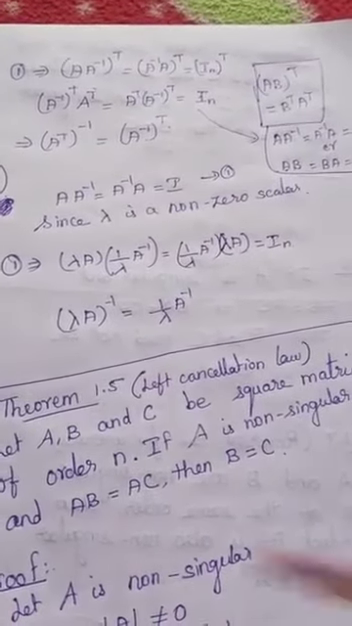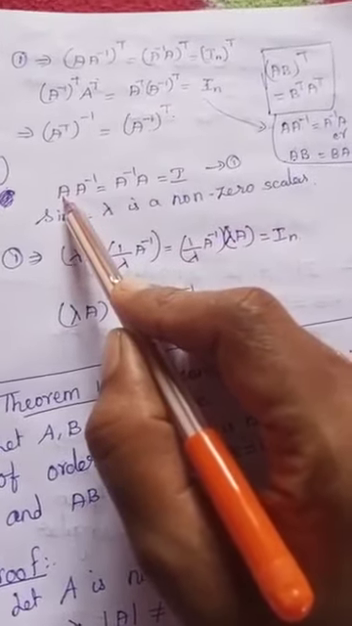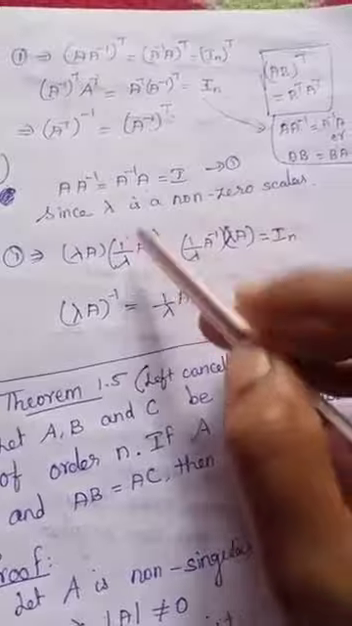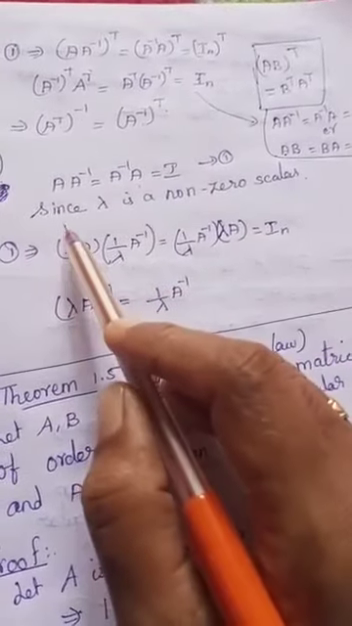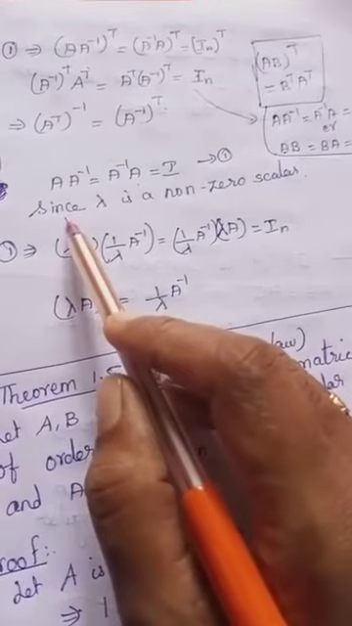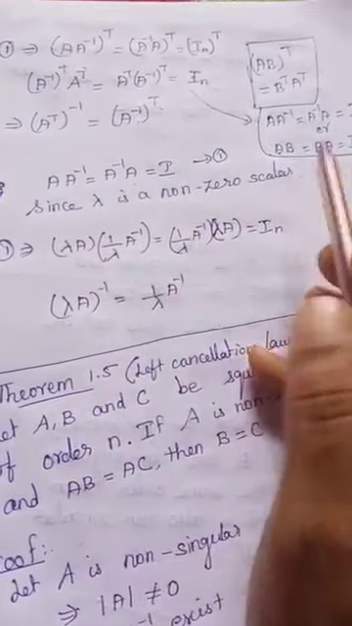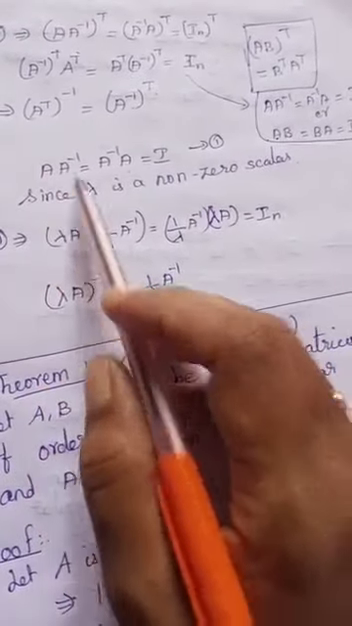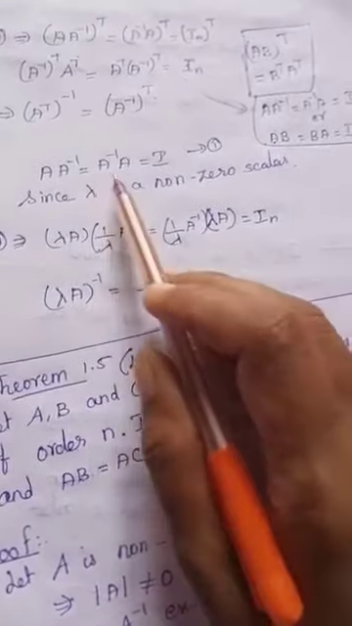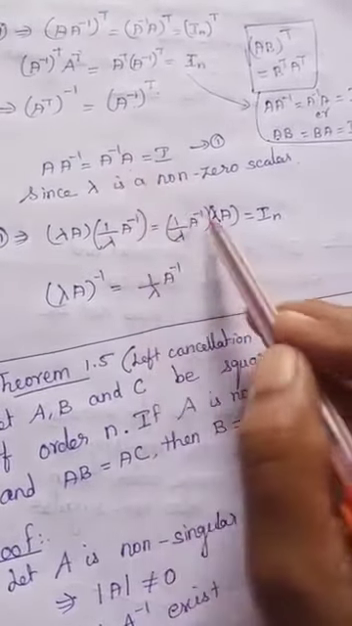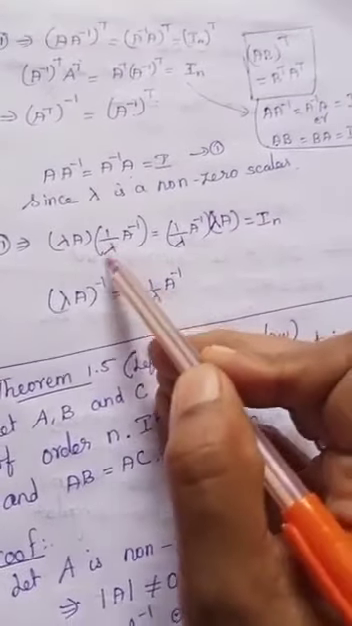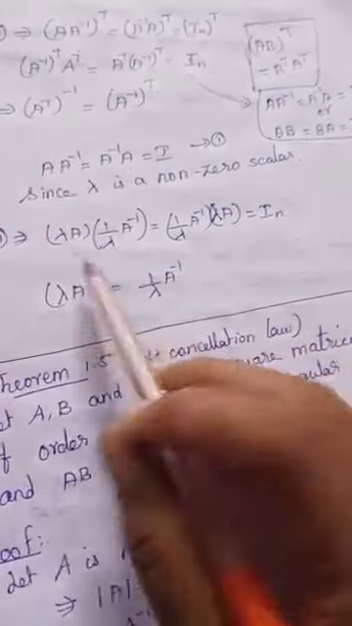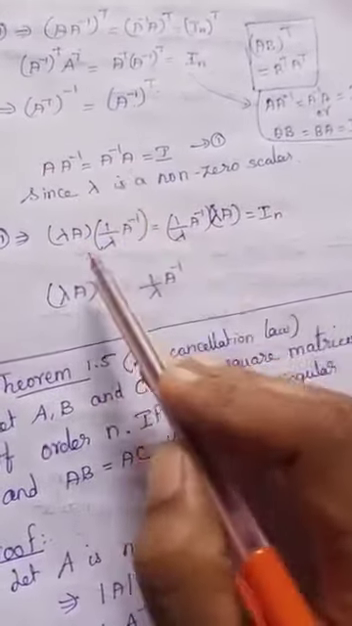For the third one, again I take equation 1: A into A inverse is equal to A inverse into A is equal to I. The same equation I have written again, and there we have lambda. Since lambda is a non-zero scalar, I am just going to multiply here. Lambda A into 1 by lambda into A inverse is equal to 1 by lambda into A inverse into lambda A is equal to In. If I cancel lambda and 1 by lambda, we get A inverse. So without changing the value, I have written the lambdas.